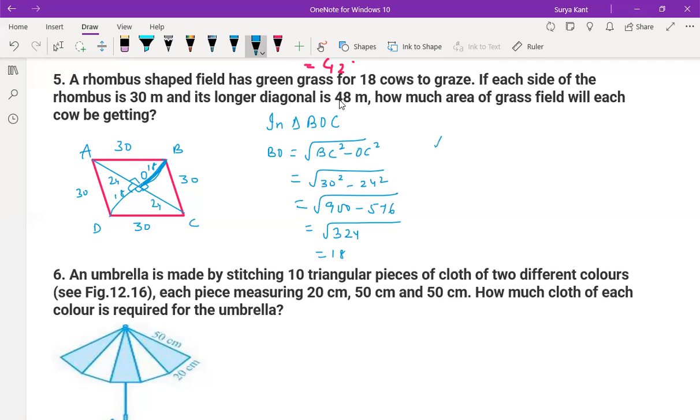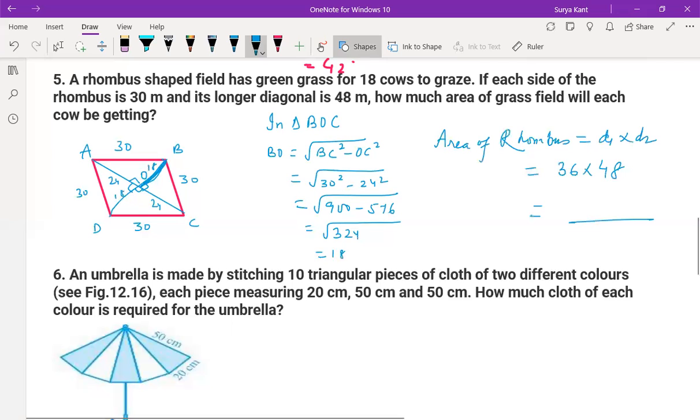So the area of the rhombus is equal to d1 into d2, that is 36 into 48. Just check, children, is the rhombus area d1 into d2 or half d1 into d2? Sir, rhombus area is d1 into d2 only, sir.